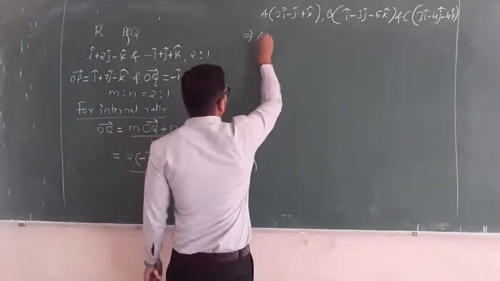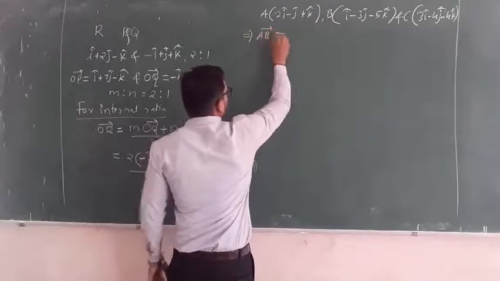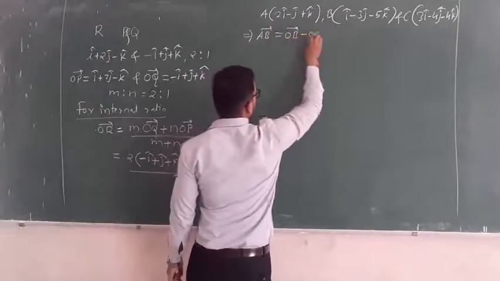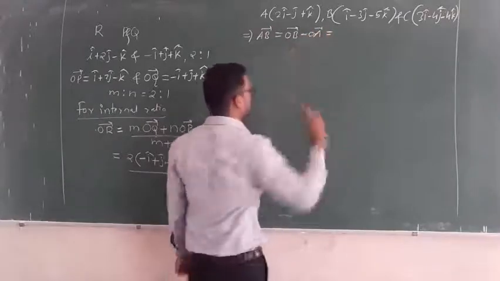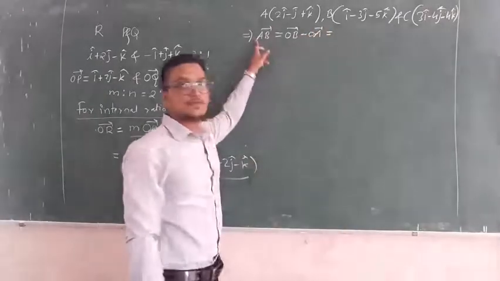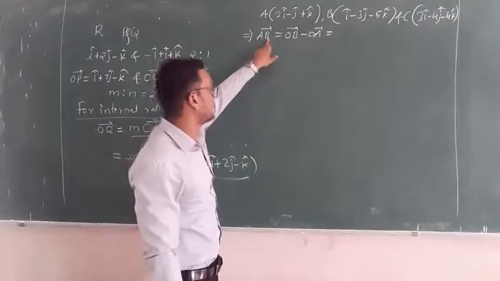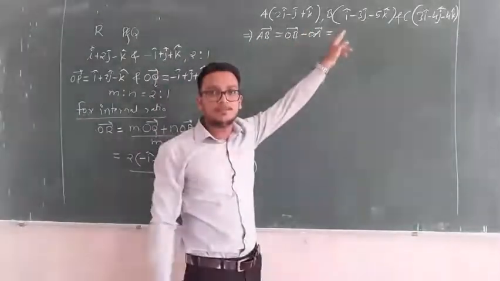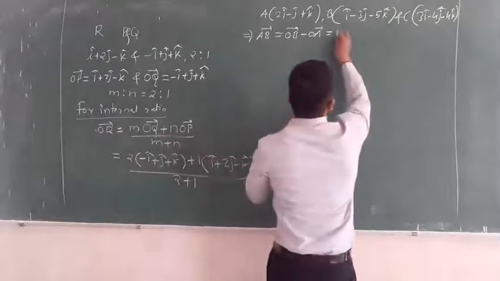See, first we will find AB. But how to find AB? That is OB minus OA. I think I told you in the last video. Second minus first, but with position vector. That is OB minus OA. Now OB means the point B. What is that point B now here?